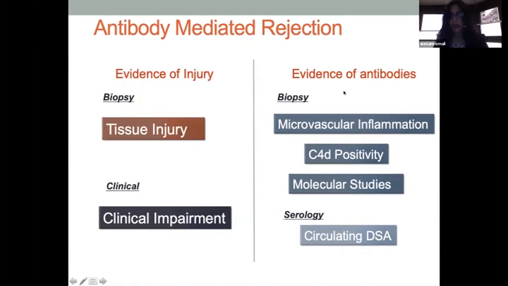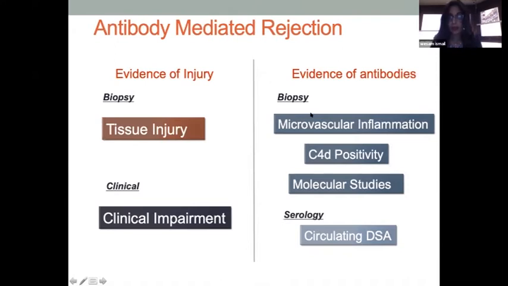And on the other hand, you need to establish the presence of antibodies. You need to have strong evidence of antibodies. Now, this evidence of antibodies could be looked for in the biopsy as well as the serology. You actually need both. You cannot have only one, till today. You just cannot have circulating DSA without a biopsy and then decide that your patients have antibody-mediated rejection. This is not going to work. But it can work the other way around.